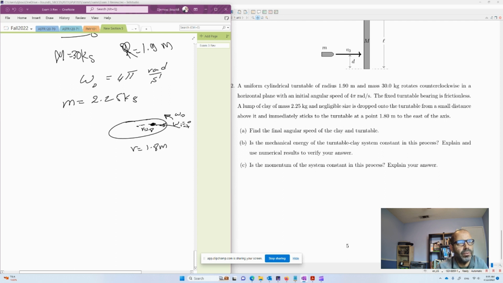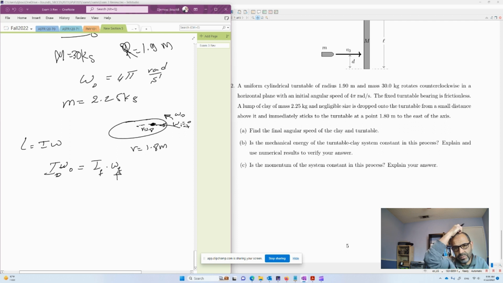And find the final angular speed of the clay. We're going to use conservation of angular momentum. So I naught times omega naught, before, must be equal to the final, which I'm going to call I F omega F. That's what we want to find, omega F. So this is the angular momentum.